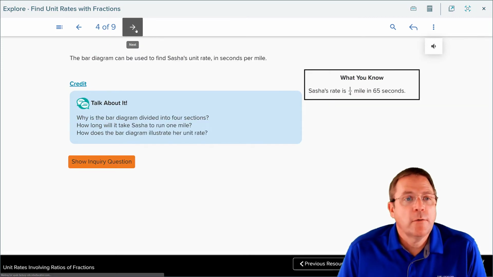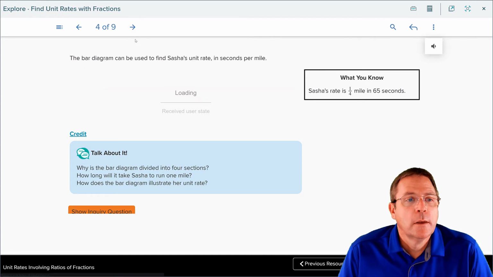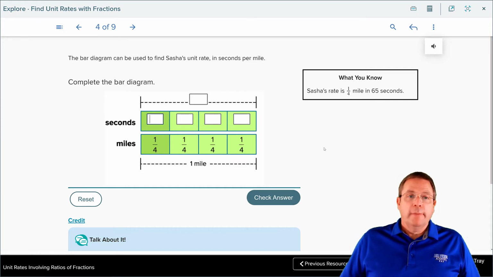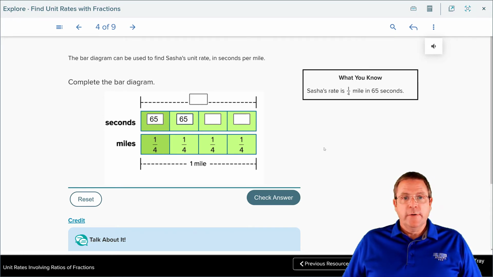For the bar diagram, you can see they have it broken down to where Sasha did four 1/4 miles, and these four 1/4 miles added up to be 1 whole mile. We also know what is going to go in each one of these spots. Well, how long did it take her to do the first 1/4 mile? That's going to be 65 seconds. The second 1/4 mile, 65 seconds. The third 1/4 mile, 65 seconds. And the fourth 1/4 mile is 65 seconds again.